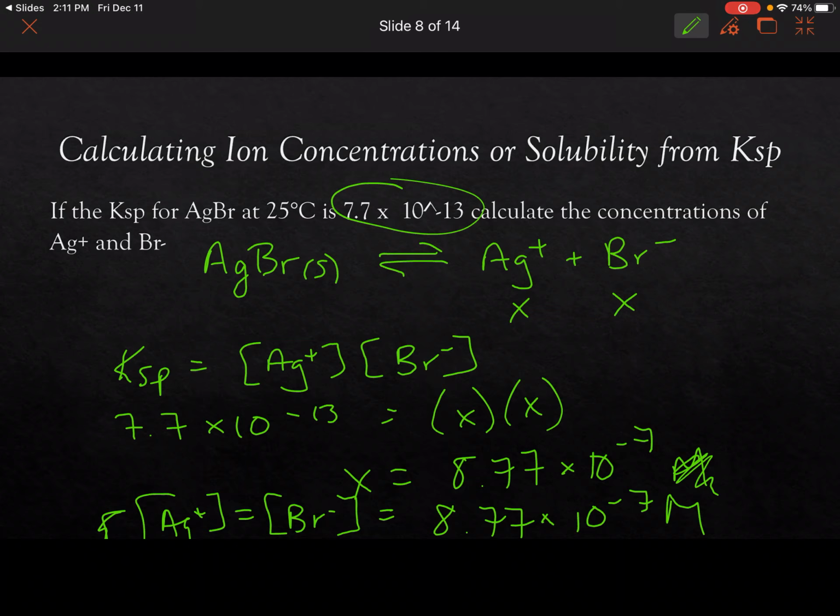So what that means is that's the maximum amount of Ag+ and Br- that can be dissolved in this particular solution and have everything stay as it is. If you added more, you would see more precipitate out and it would change everything. So at this particular KSP, with this solubility, that's how much concentration of Ag+ and Br- you can have.